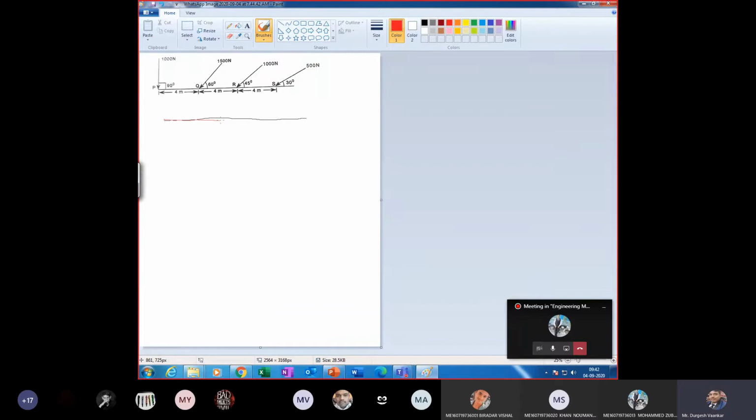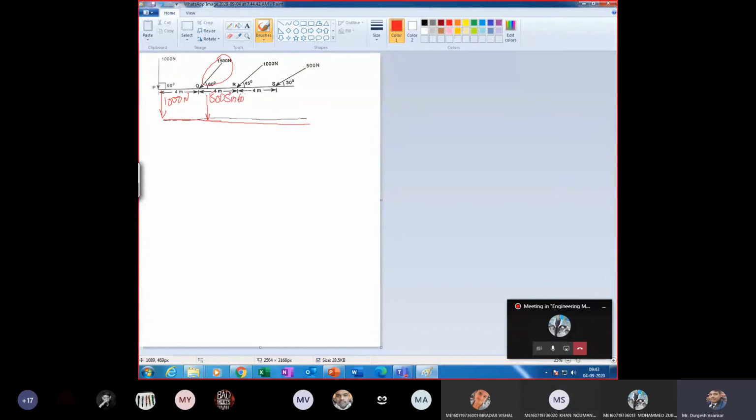See, here what can I write? This one can I write 1000 Newton because it is in downward direction. See, this component is there now. This component I can resolve into two components. One is vertical component, another one is horizontal component. Now see, vertical component means what can I write here? 1500, tell me, 1500 sine 60. Very good.